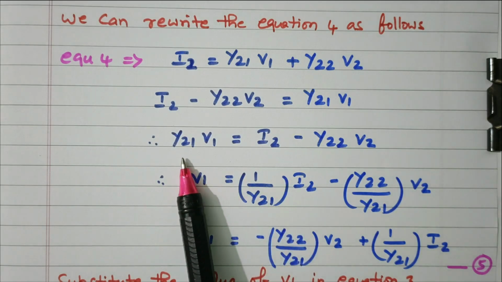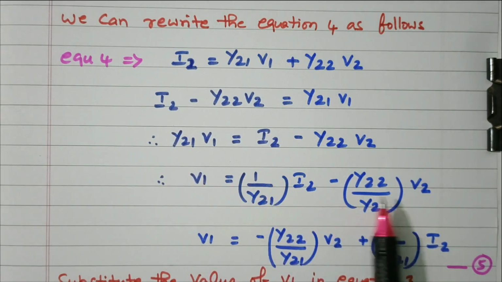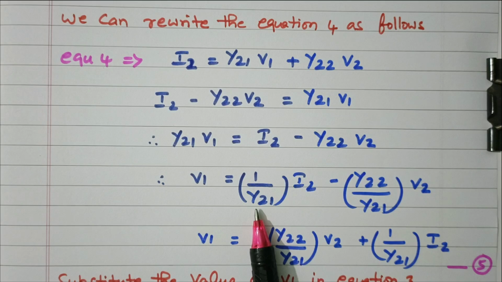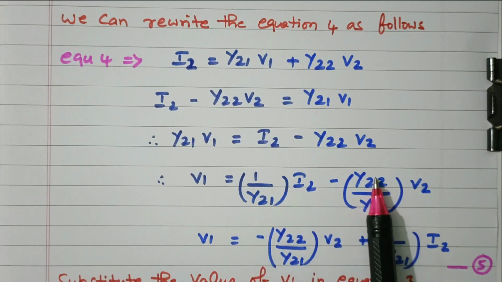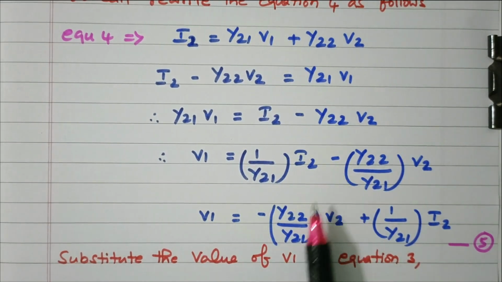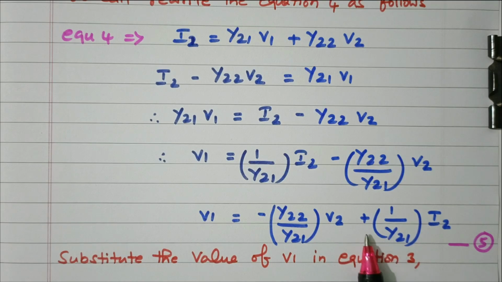Now bring this Y21 to the denominator of the right hand side. So 1 divided by Y21 into I2 minus Y22 divided by Y21 into V2. We'll write this V2 term first and I2 term next. So V1 equal to minus Y22 divided by Y21 into V2 plus 1 divided by Y21 into I2. Now we got the expression for V1. We'll take this as equation number 5.